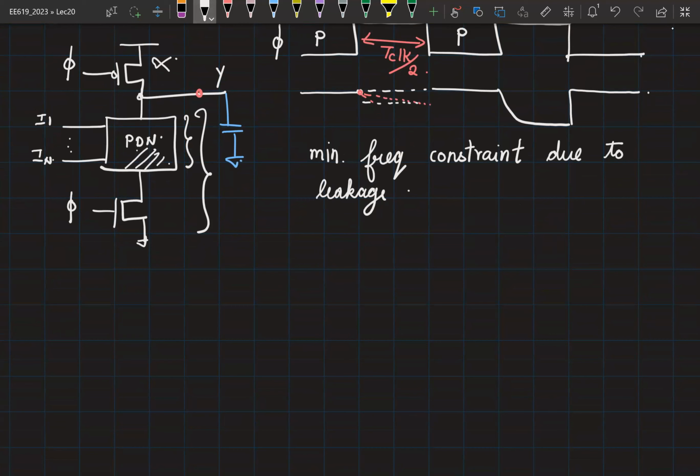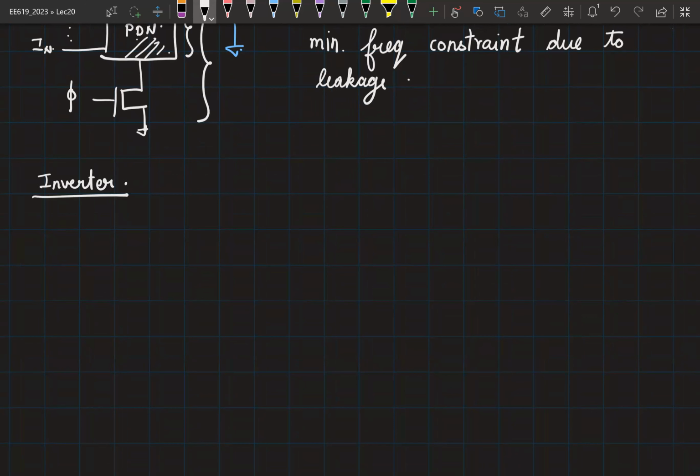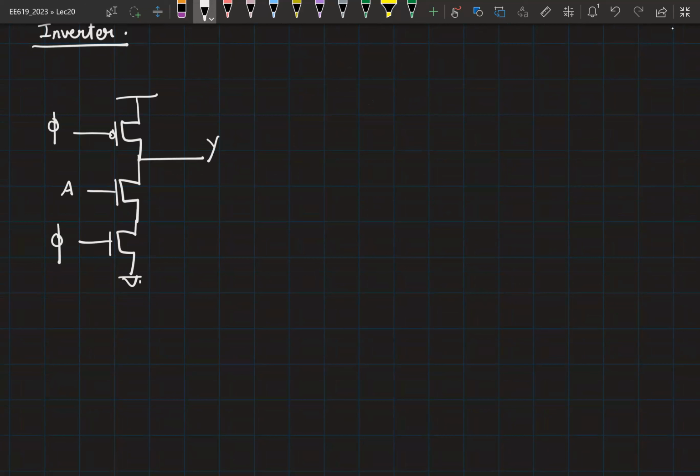So I had asked you to implement inverter, NAND2 and NOR2 and to size them. So let us do that together. So our inverter circuit is like this. Let's say A is my input, this is phi, and this is Y.